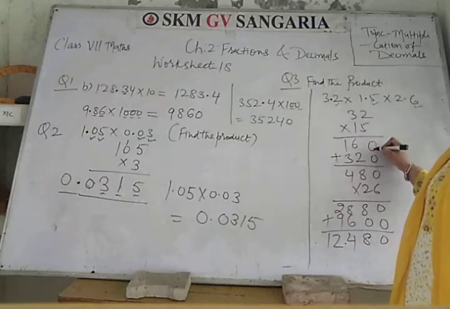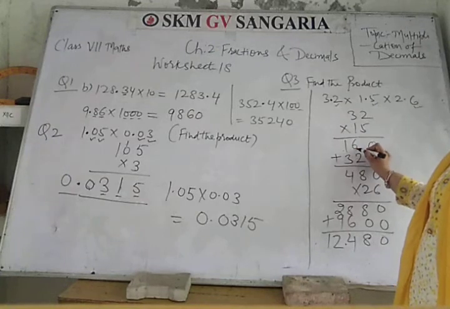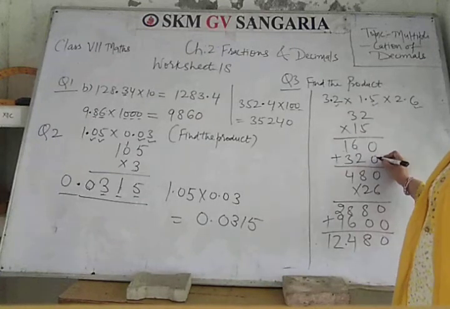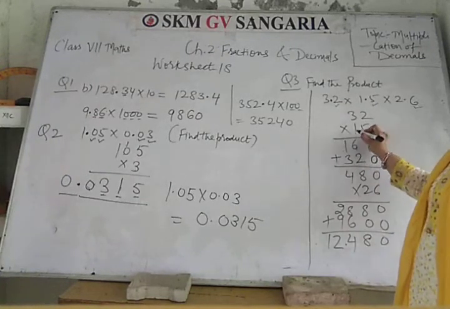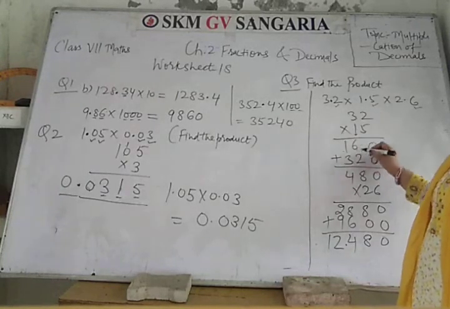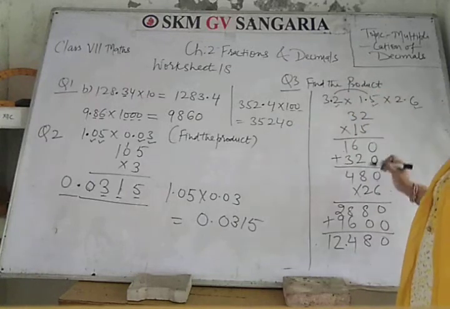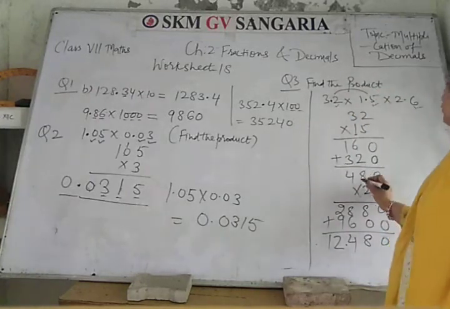5 2s are 10, 1 carry. 5 3s are 15 and 1, 16. Okay? Then we put a 0 because we are now multiplying with 10. 1 2 is 2, 1 3 is 3. Now add. We have just multiplied these two decimal numbers. We have got 480.